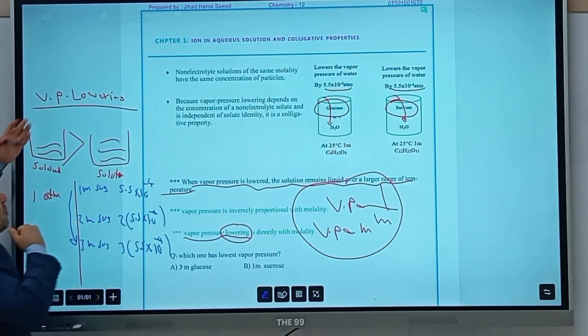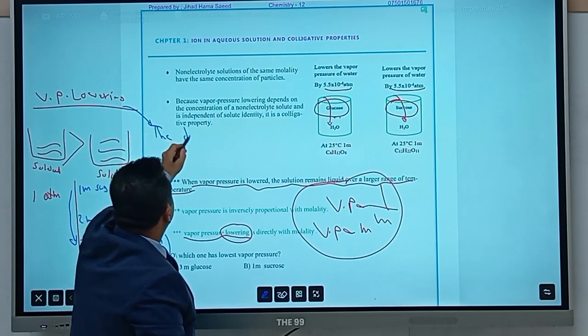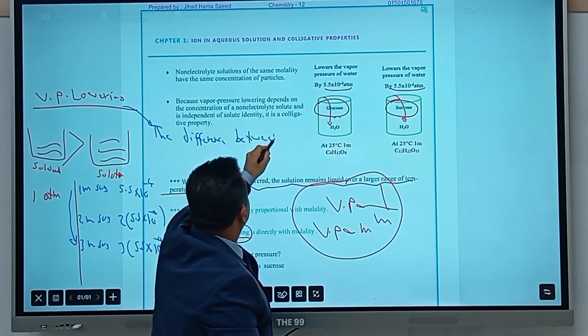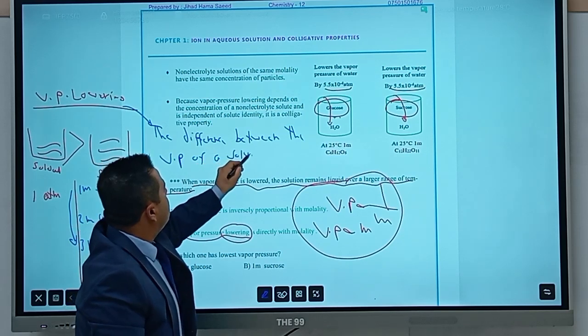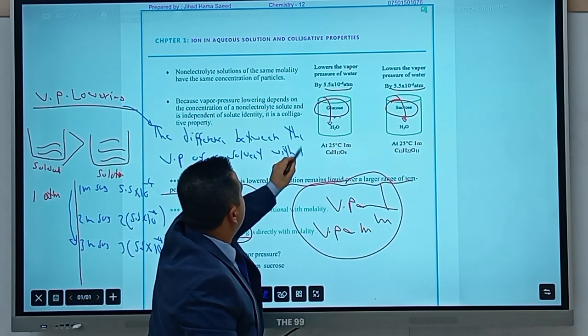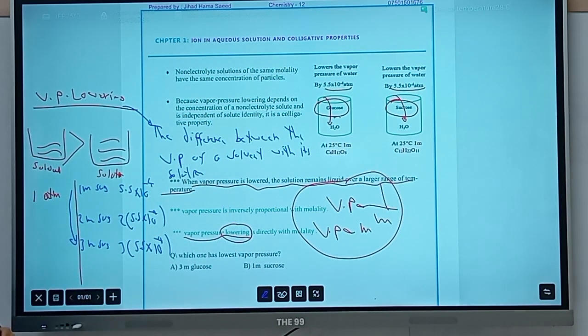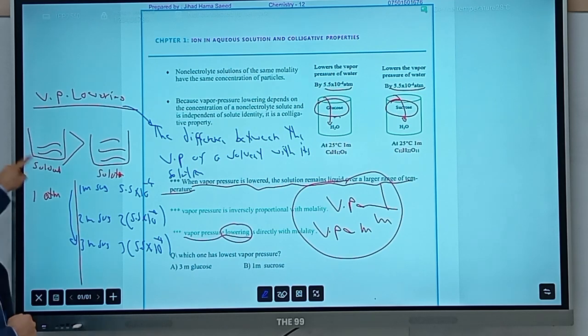So the vapor pressure lowering represents what? It represents the difference between the vapor pressure of a solvent and that of its solution, guys. The vapor pressure lowering, the difference, becomes more as we increase molality. That's the vapor pressure lowering: it represents the difference between the vapor pressure of the solvent and the solution.